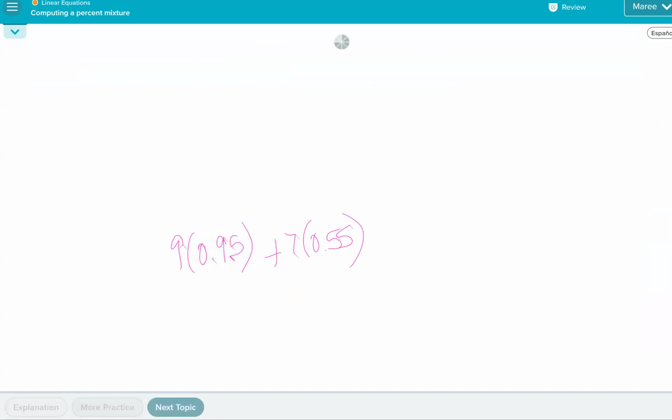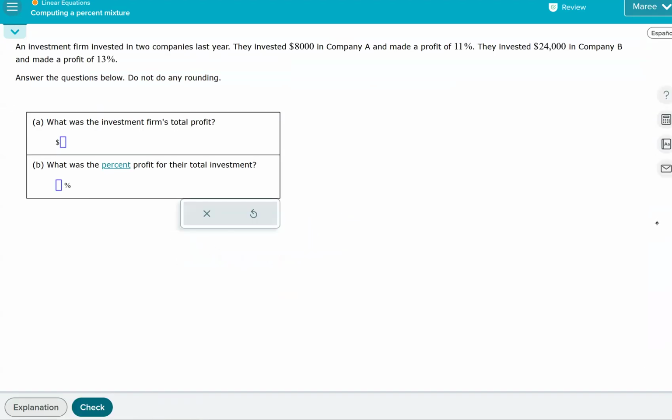Okay, let's do one more. An investment firm invested in 2 companies last year. They invested 8,000 in company A and made a profit of 11,000. They invested 24,000 in company B and made a profit of 13%. I think I read that wrong. I meant 11%. Company A made a profit of 11%, and company B made a profit of 13%. Do not do any rounding. What was the investment firm's total profit?